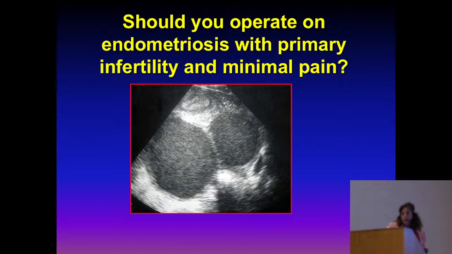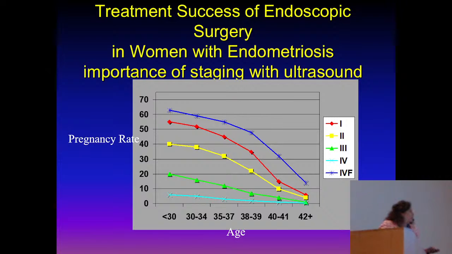So the question is, when should you operate? Should you operate with endometriosis? If they have minimal pain, primary infertility, most of the time you don't want to operate, especially if it's stage 3, stage 4. This is pregnancy rate based on age. So the younger patients you can try surgery first if they're symptomatic, but definitely the older patients, you want to go straight to IVF, not waste a lot of time.